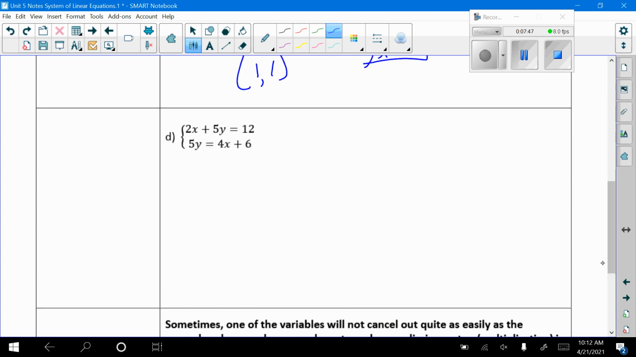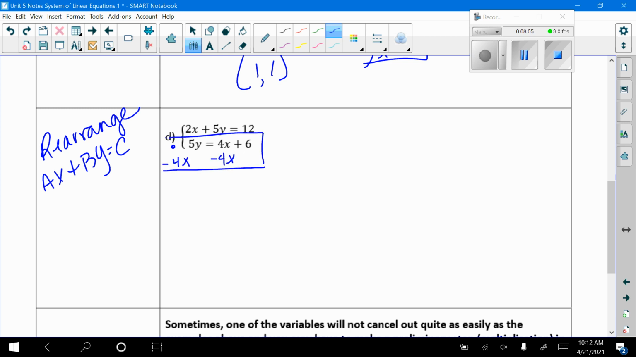And the last one of this kind, I do need to rearrange. I need to make sure they're in ax plus by equals c format. So I'm going to move on this bottom one. I'm going to go minus 4x. So my bottom equation is changing to negative 4x plus 5y equals 6.